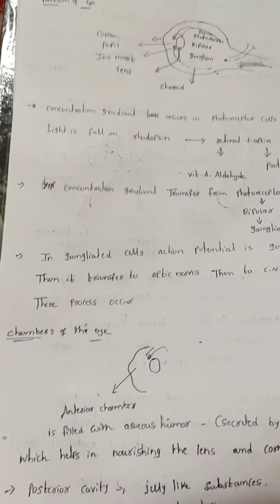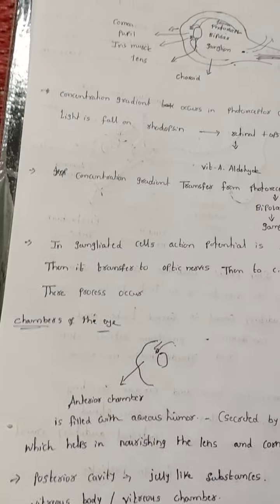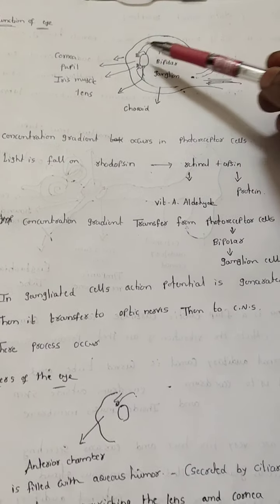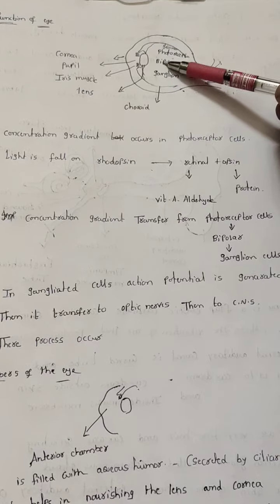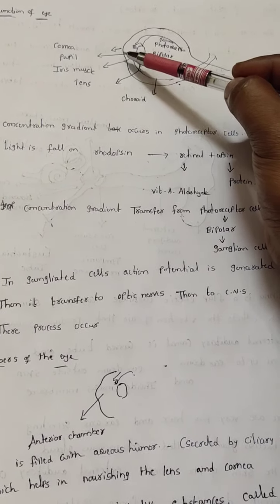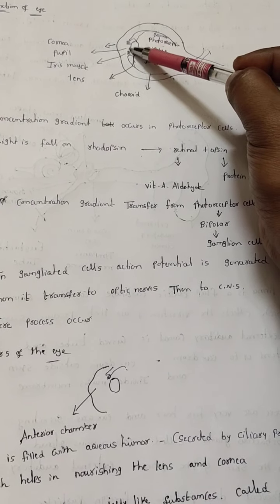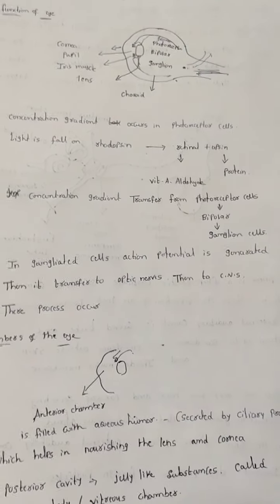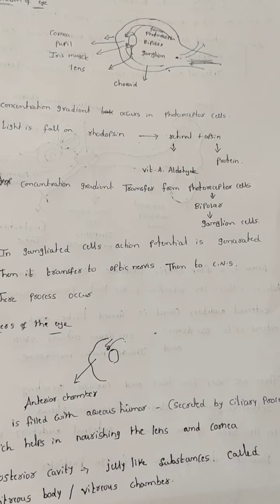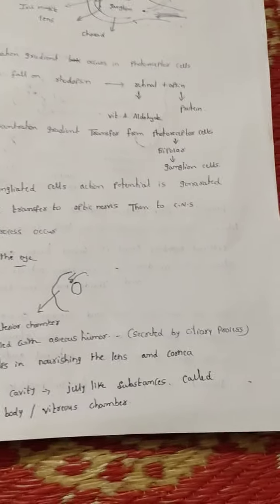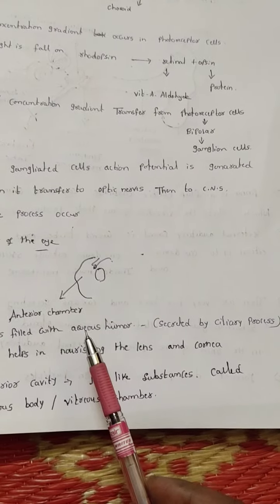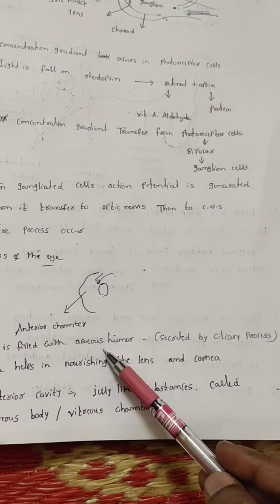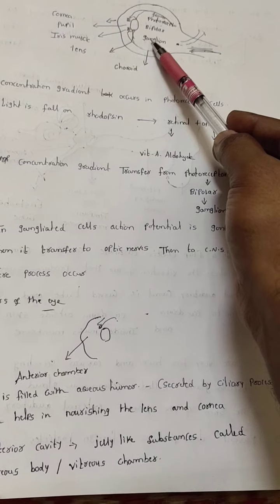Next, come to the point. Here are the chambers of the eye. This is the aqueous chamber and this one is the vitreous chamber. Between the cornea and the lens, this chamber is called the aqueous chamber. In this also there are 2 chambers, anterior chamber and posterior chamber. It is filled with a fluid that is called aqueous humor. Behind the aqueous humor, there is a fluid called vitreous humor.